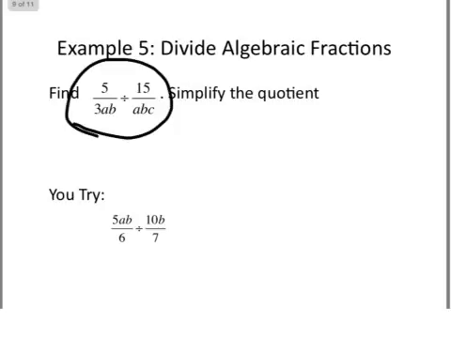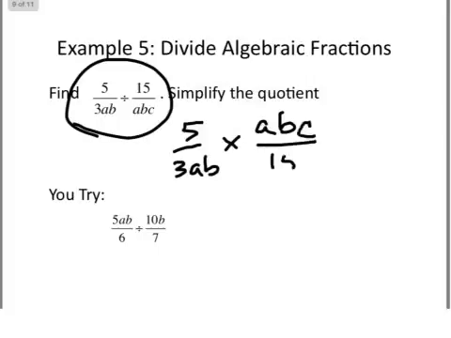Let's try this problem first. I've got 5 over 3ab divided by 15 over abc. Just like I would with any pair of rational numbers that I'm dividing, I take the first one, I leave it exactly as it is, and I change the operation to multiplication, and I take the reciprocal of the term or the number after the division sign. And I see beautiful things here, right? Because I can cross cancel. 5 goes into itself 1 time, 5 goes into 15 3 times. And then look here. 3ab and abc have common factors as well, a and b. So I can actually cross cancel those out.